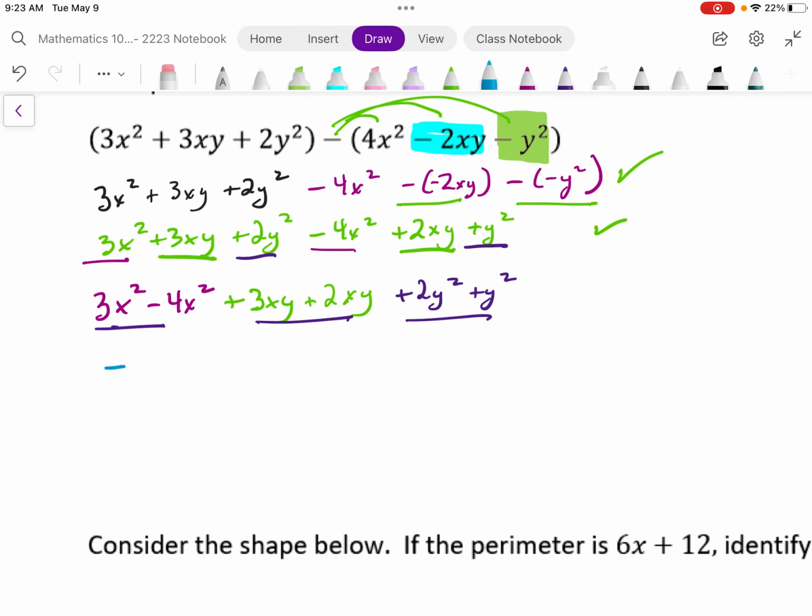calculations to do. 3x squared minus 4x squared is negative 1x squared. And I write negative 1x squared as negative x squared. 3xy plus 2xy is 5xy. Now take a look that I'm just adding and doing the operations on the integers, and the variables just come along with it, within the group. So 2y squared plus y squared, well, that's 2y squared plus 1y squared. Well, that's 3y squared.